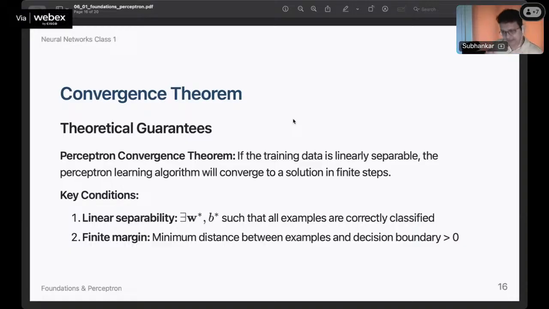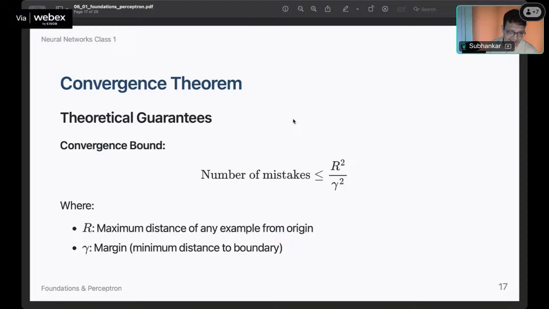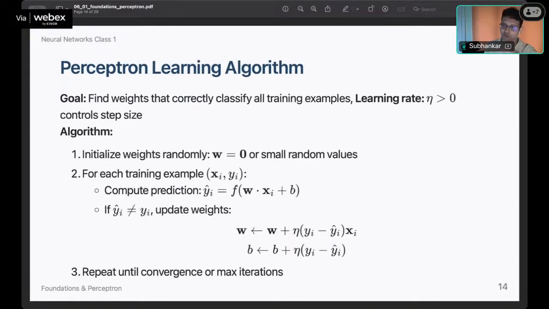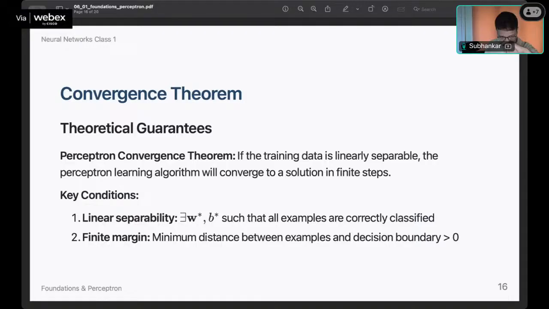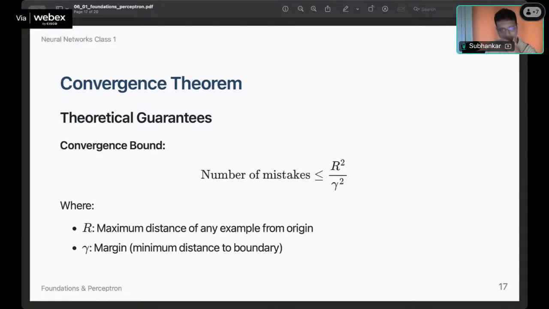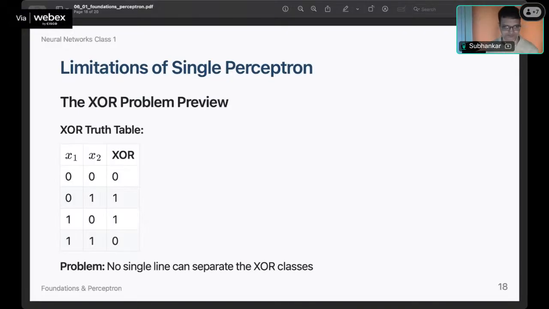Assuming everything can be correctly classified with a line, the previous algorithm is going to converge in a finite number of steps, and the number of steps it can take is R squared by sigma squared. This is the guarantee we have. So if the data is linearly separable, that means you can put a hyperplane between two classes, then if you use this algorithm to find W and B, it will converge and you will find W and B with at most this many iterations.